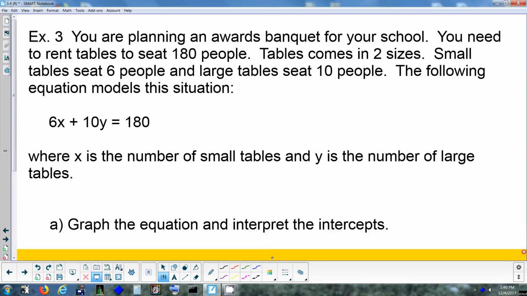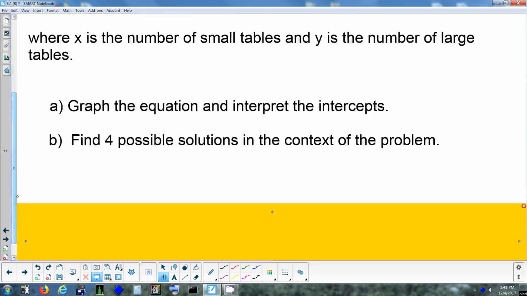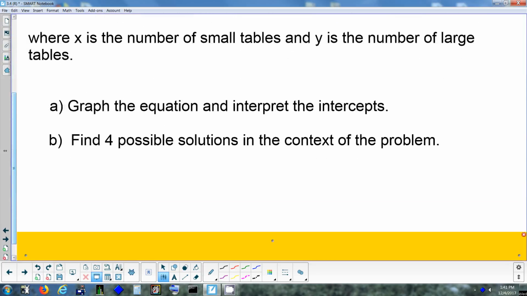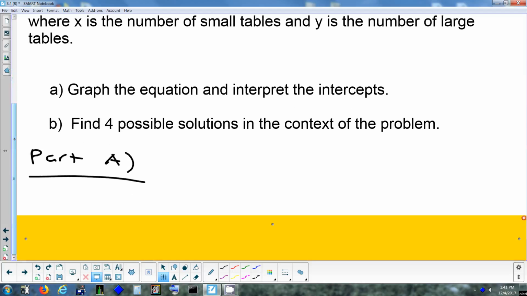All right? So the first thing it says to do is graph the equation and label the intercepts, okay? Just like we did before. So let's start. Yeah, so we'll do that first. And then I want to find 4 possible solutions. Like I could get this many small, this many large tables, and it would fit 180 people. We had 180 people. Yeah, I meant 180 people. So graph the equation, find the intercepts.